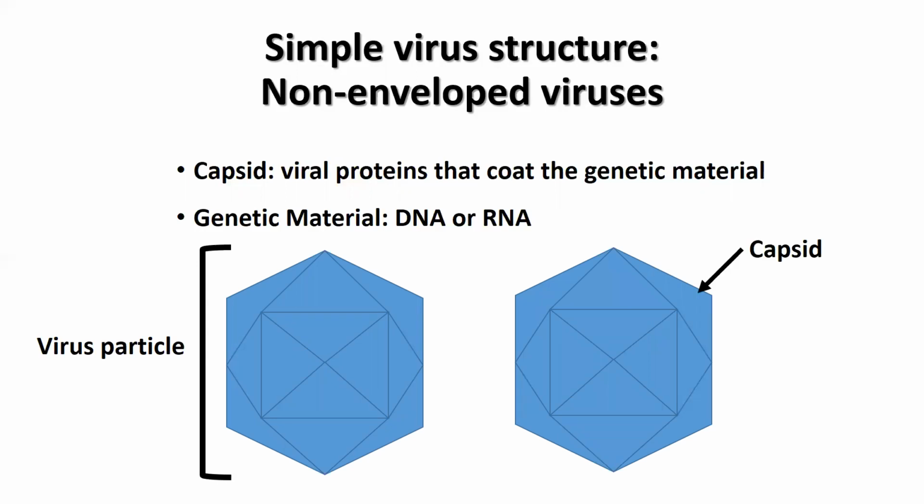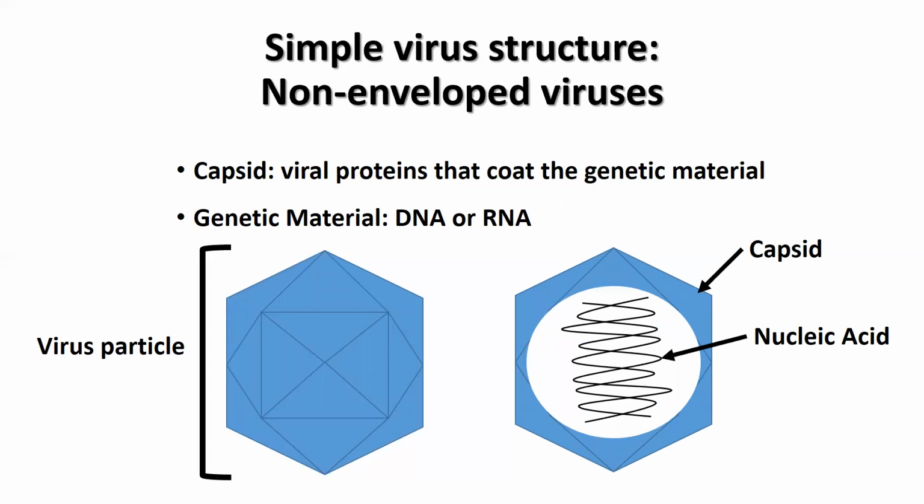The viral capsid is formed from a protein encoded in the virus's genome, and the capsid may be comprised of multiple copies of one or several different viral proteins, depending on the virus type. The genetic material of viruses may be either DNA or RNA, depending on the viral type.